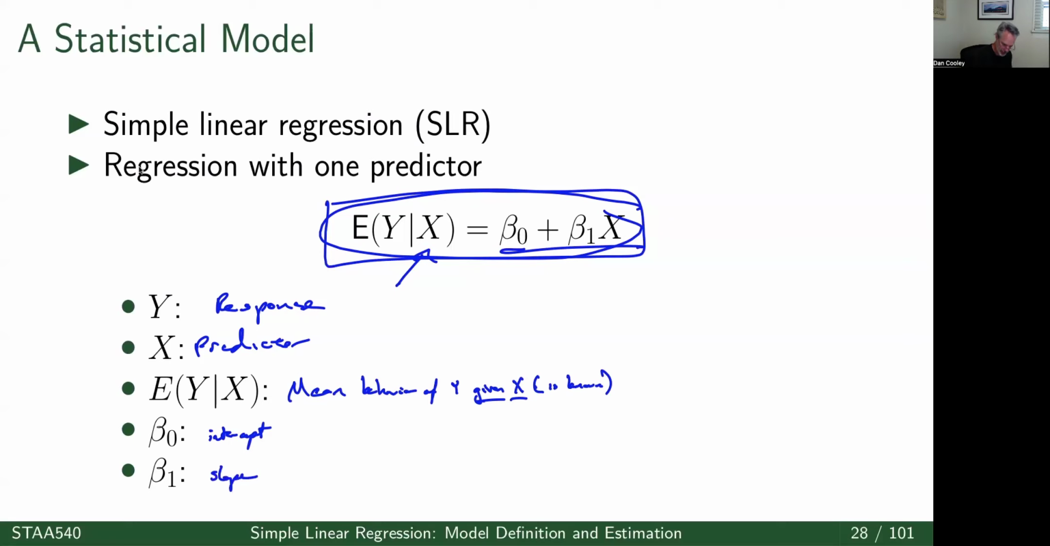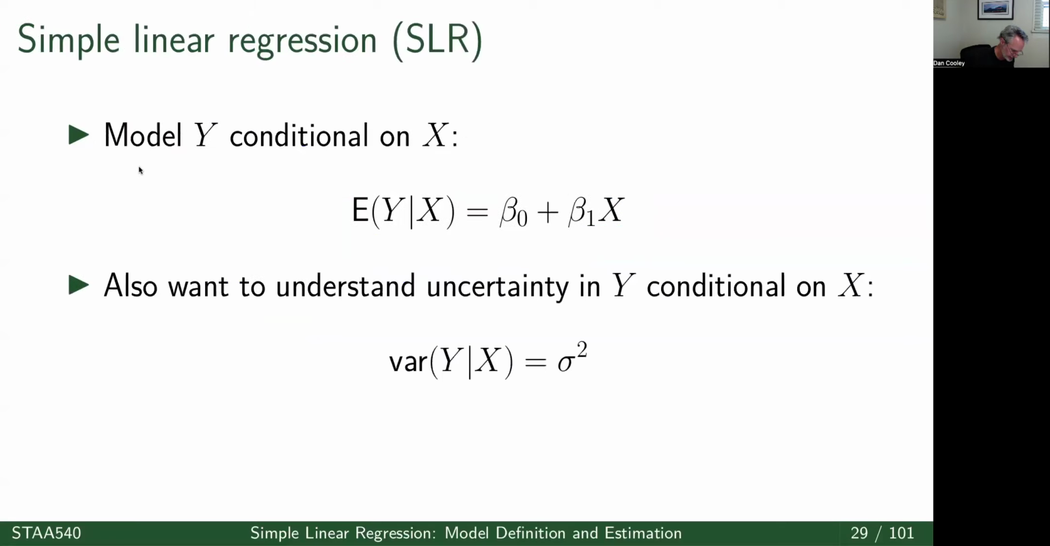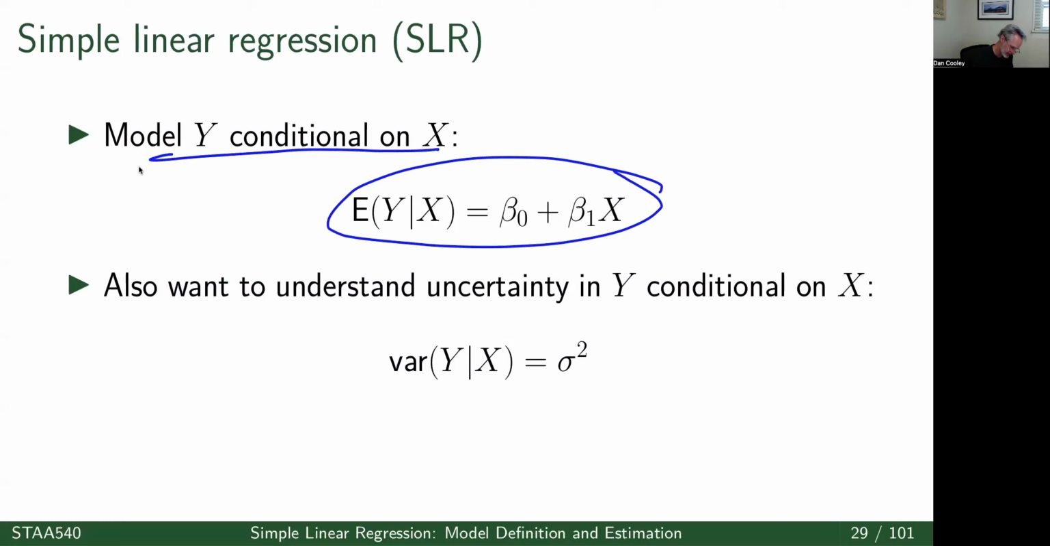Okay, so perhaps you're saying there's nothing really new here. This is also talking about things that we are familiar with. We've already said this, but it is conditional on x, so our model is conditional. We want to understand the uncertainty, so we can think of the variance of y given x being sigma squared. So this all pairs up exactly with our Gauss-Markov simple linear model that we described before.